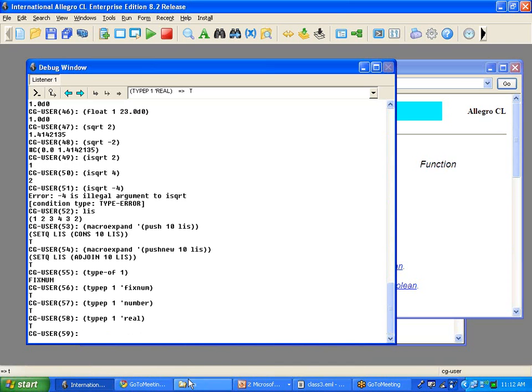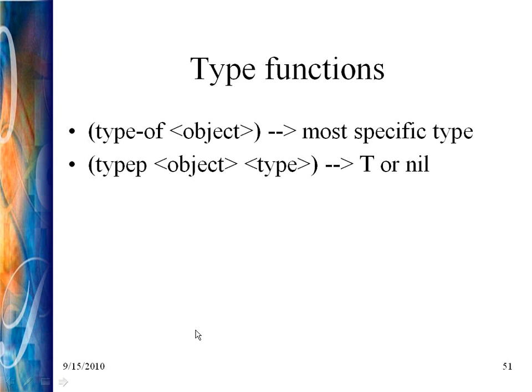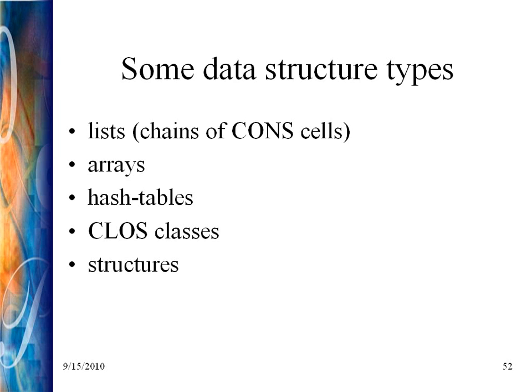Way back, I showed you a slide with the hierarchy of numbers, and you could look at that. If you take a fixnum, for any of the above types, typep will return true. But typeof will give you the most specific type. So typeof 1 is going to be fixnum.